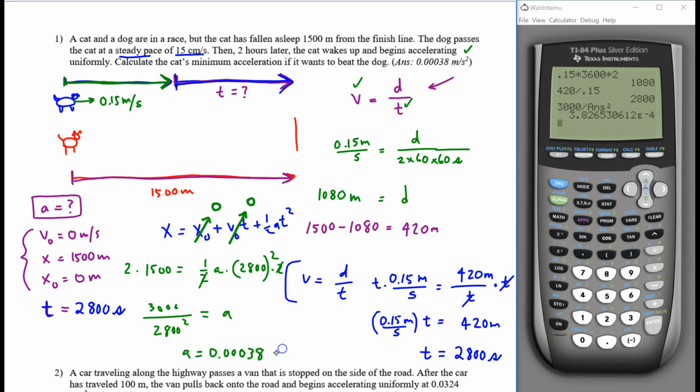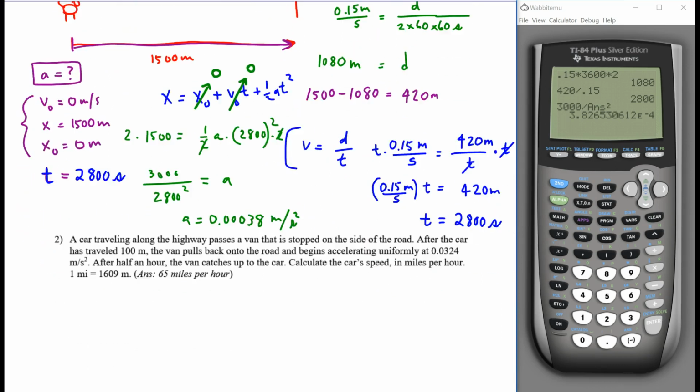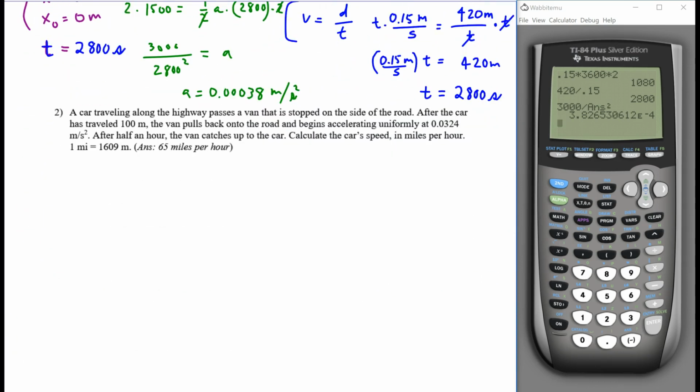Or 3.8 times 10 to the minus 4 meters per second squared. On to number 2. A car traveling along a highway passes a van, stopped on the side of the road. Okay, so again, I'm going to draw a picture. Here's the van that's stopped.